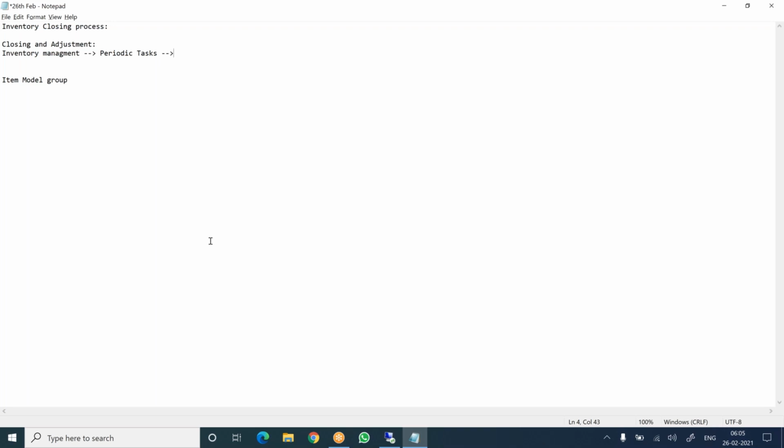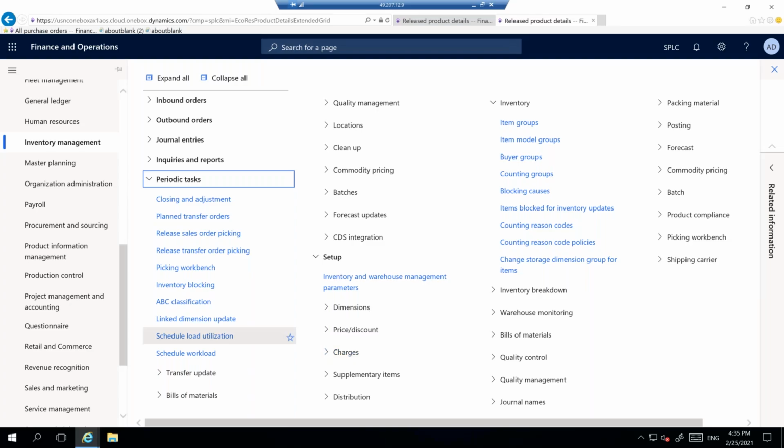So to understand this closing and adjustment process, before that we need to understand a small piece of information about item model group. After 1 hour, you are going to learn more details about item model group. If you go to item model group, you know already that it is in setup, inventory, item model groups.